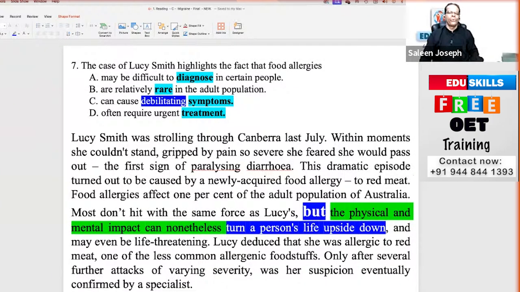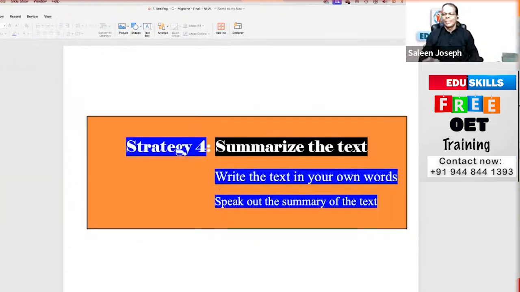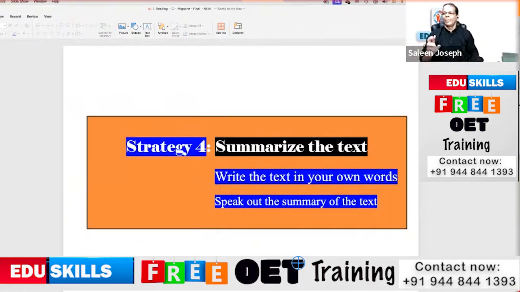One more. Step 4. Now you see, I'll not be doing this with every text. Now I am doing it with one text. You are supposed to take the same text again and do it. That's the way you have to work out. Try to find out all the steps possible. Okay, strategy 4, summarize the text. Write the text in your own words. Speak out the summary of the text.